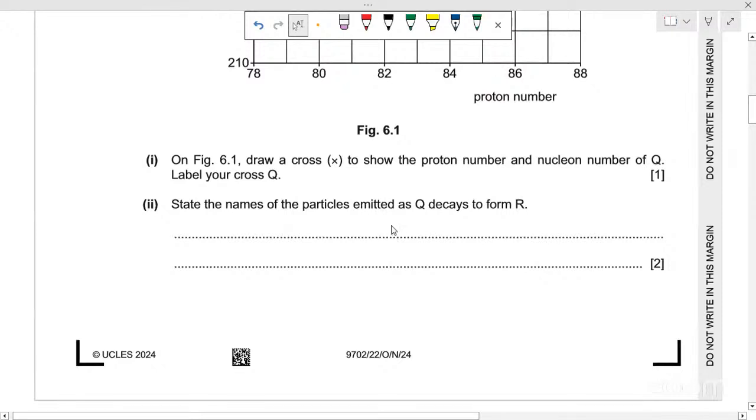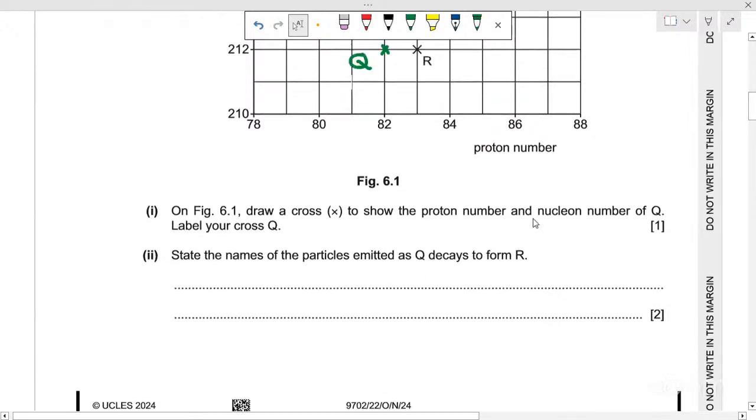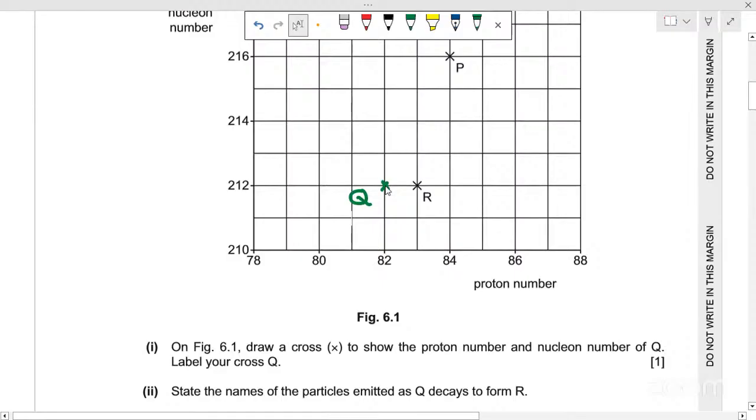State the names of particles emitted as Q decays to form R. You know, if Q decays, it forms R, and if you can see from this diagram, proton number is increased by 1. Proton number of R is 83 and proton number of Q is 82. So proton number is increased by 1 and nucleon number is unchanged.